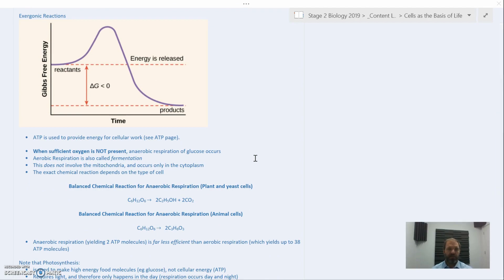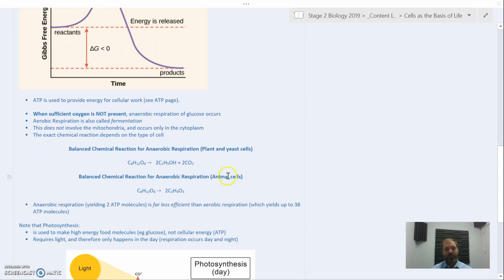If oxygen is not present, however, those processes that are happening in the mitochondria rely on oxygen, and so they can't occur. So instead we only get what's happening in the cytosol. So we have the breakdown of glucose into 2 molecules, releasing a small amount of energy and yielding 2 ATP. Depends what type of cell it's happening in. So in plant and yeast cells, the glucose, one molecule of glucose, is broken down into 2 molecules, C2H5OH, which is ethanol, and 2 molecules of carbon dioxide. So one glucose gives 2 ethanol and 2 carbon dioxide, yielding 2 ATPs worth of energy as well.